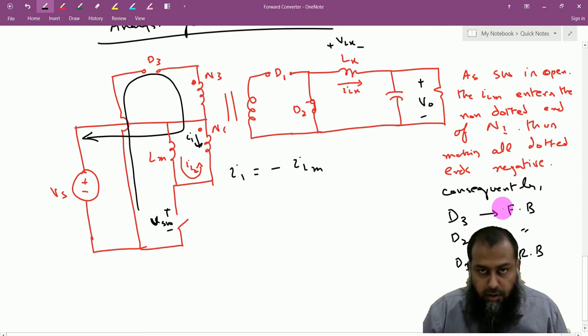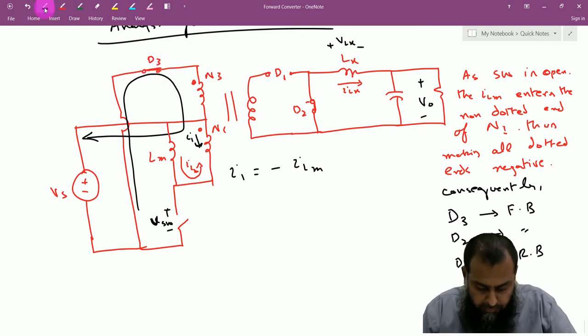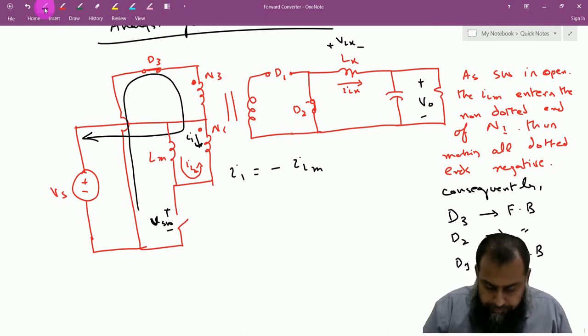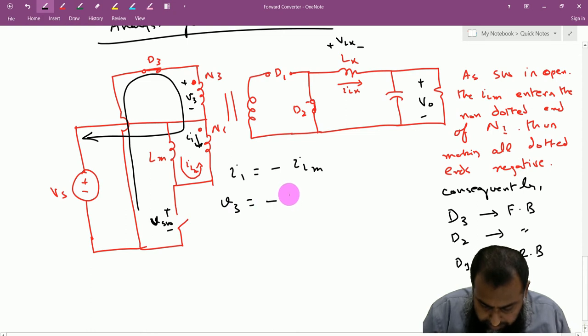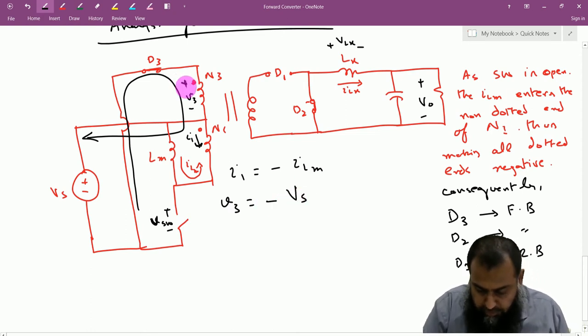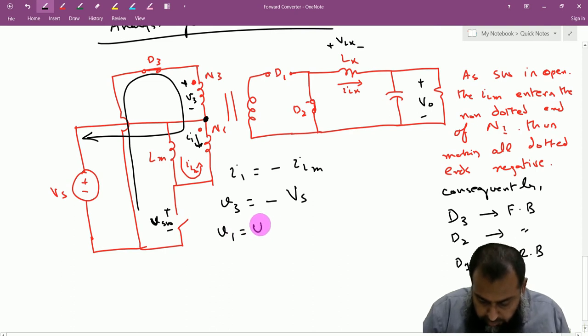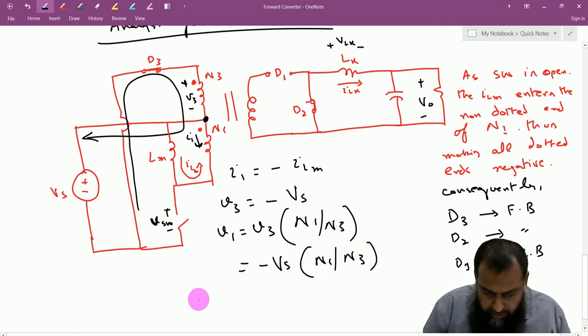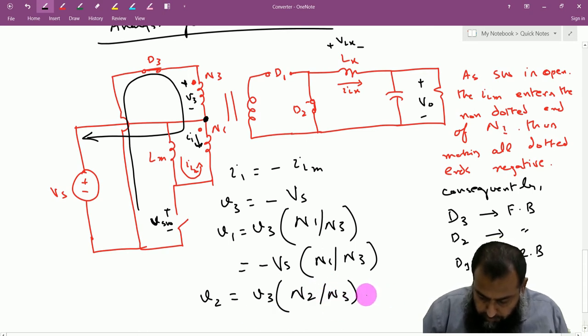And we have already discussed that the diode D3 is now forward biased for this particular switching state, and therefore this V3 is equal to minus VS, right? Because this V3 is measured with respect to this dotted end, and here we have this point equal to VS, and therefore this V3 is equal to minus VS. So what is V1? V1 is equal to V3 into N1 over N3, and that is equal to minus VS into N1 over N3. Similarly, V2 is equal to V3 into N2 over N3, and that is equal to minus VS into N2 over N3.